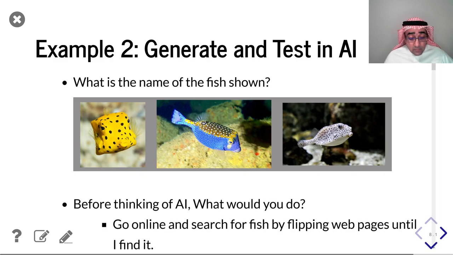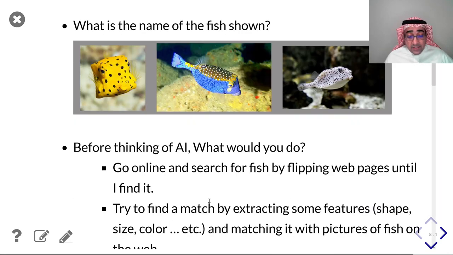Before we think AI, let's think how we humans will do it. Now, if I have three pictures and I can see in the pictures the colors are different and the angles are different, I basically try to understand what the pictures are, and it's a fish I know. So what would I do? I would go to a source that can give me pictures of fish. If you want to get this done, you have to have a source that gives you pictures of fish.